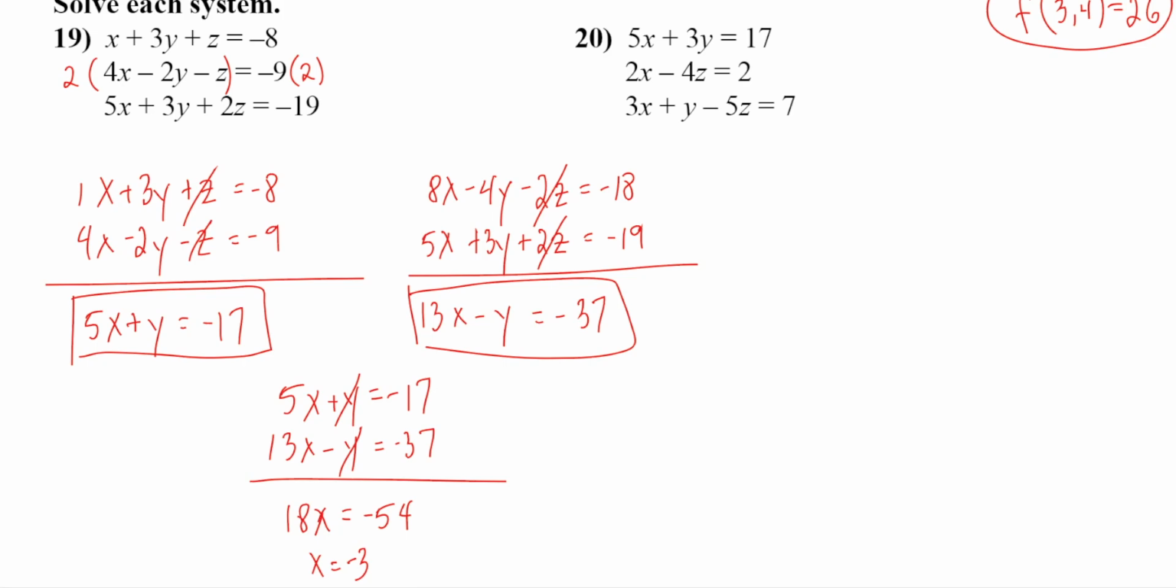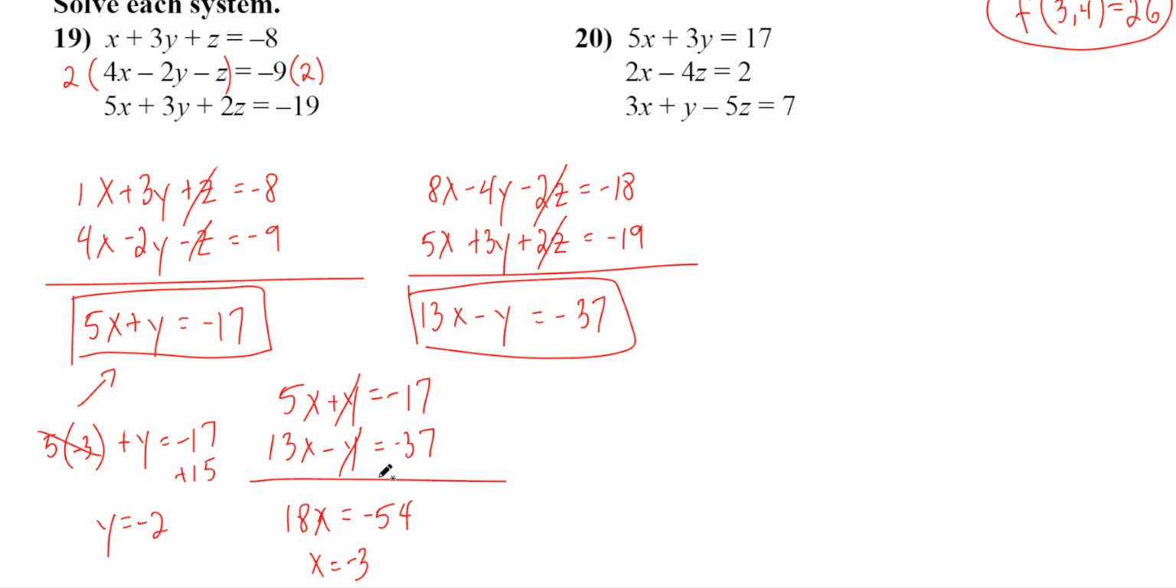Once I get one, the rest of them should fall into place pretty easily. I could use any of these equations up here. I'd probably use this one right here. So 5 times negative 3, plus y equals negative 17. This is negative 15. How do I get rid of a negative 15? I add 15, so y is negative 2. So there's my x, there's my y.